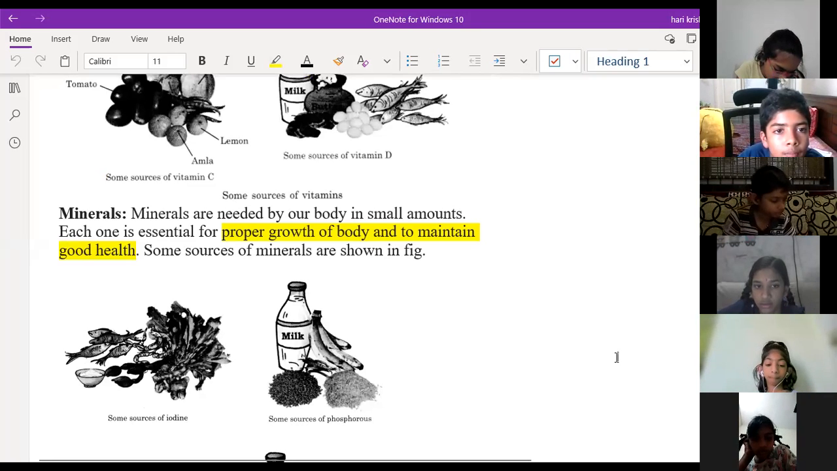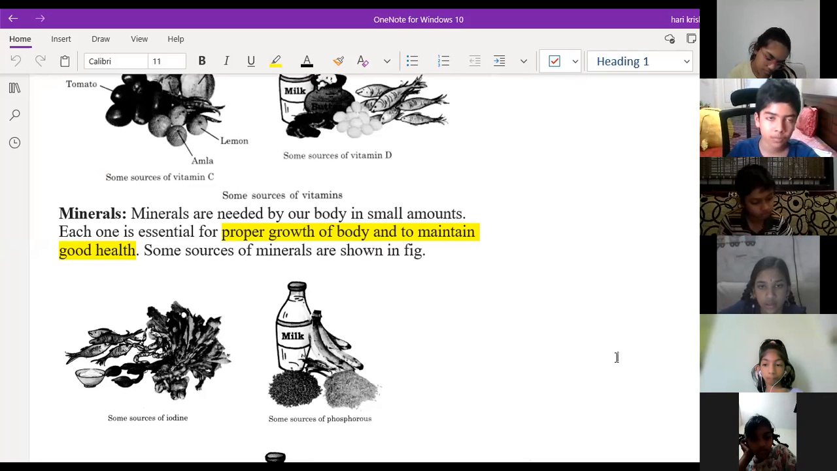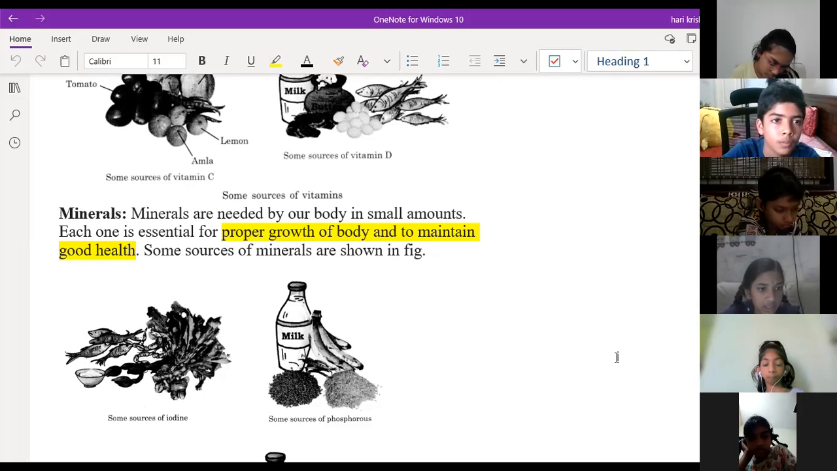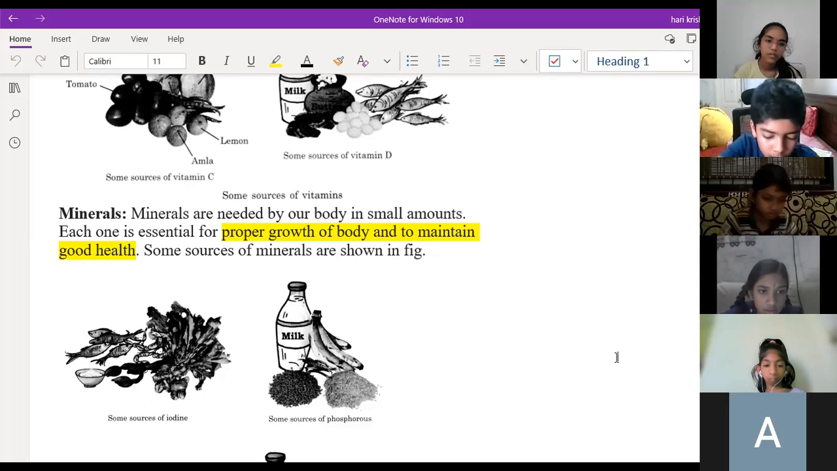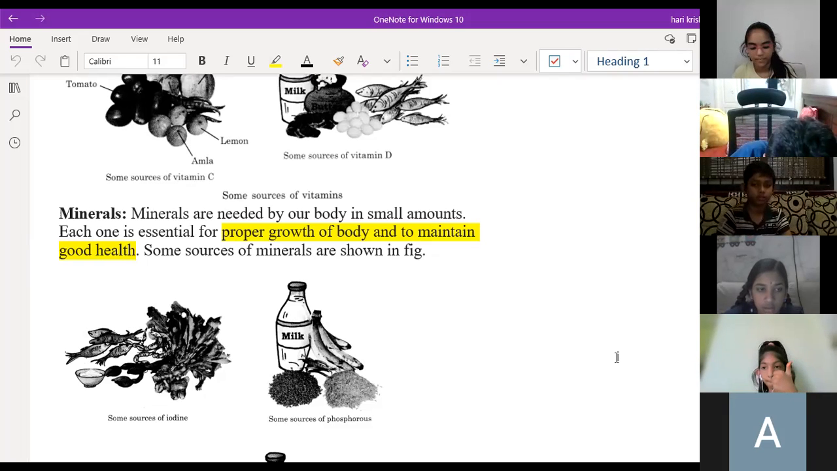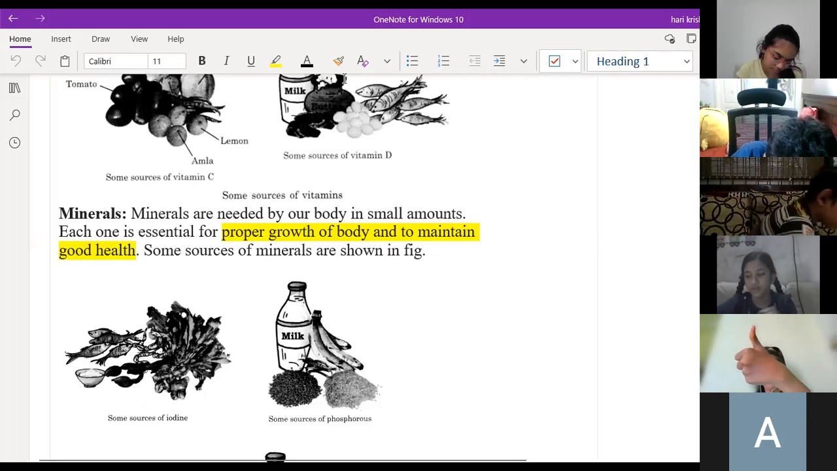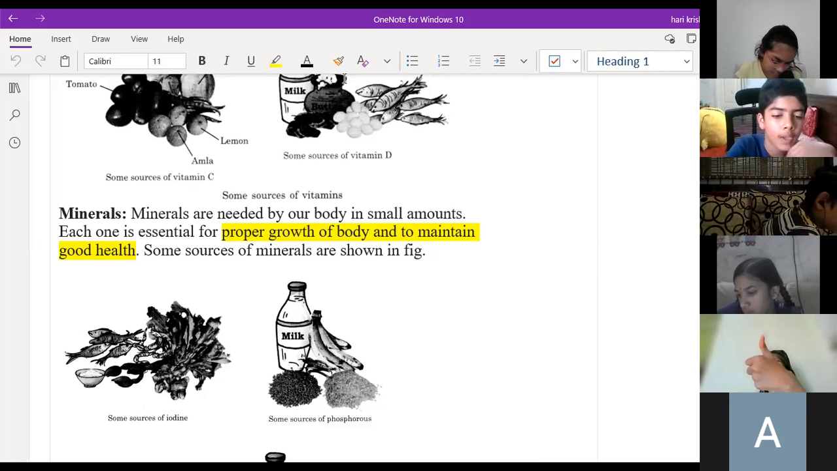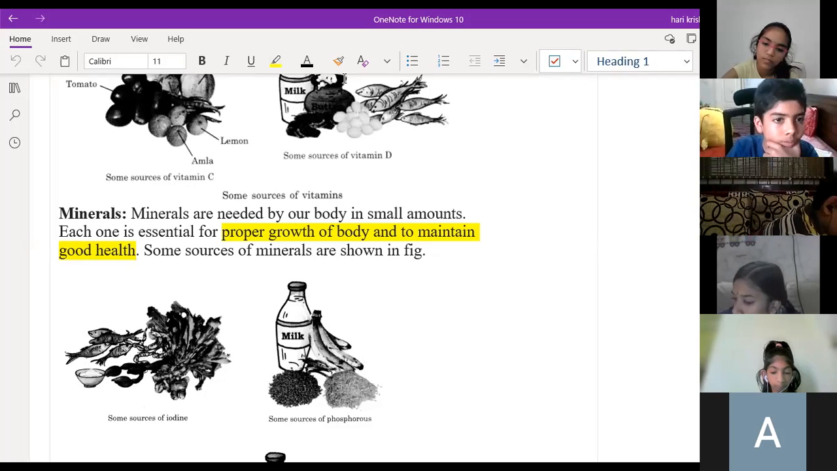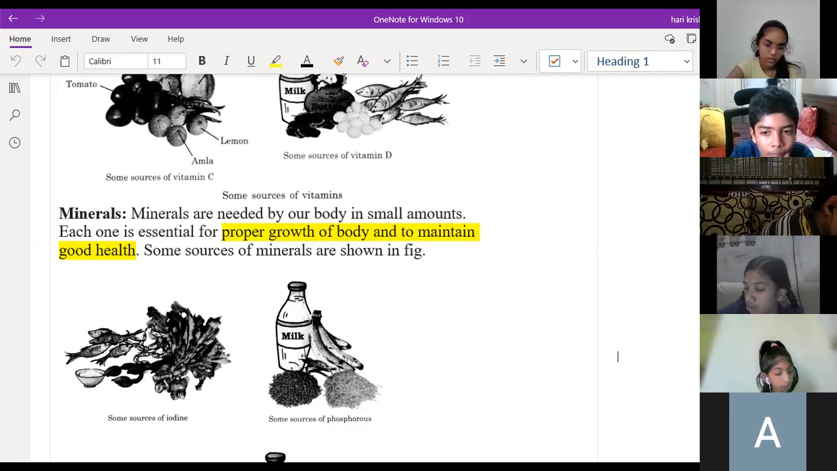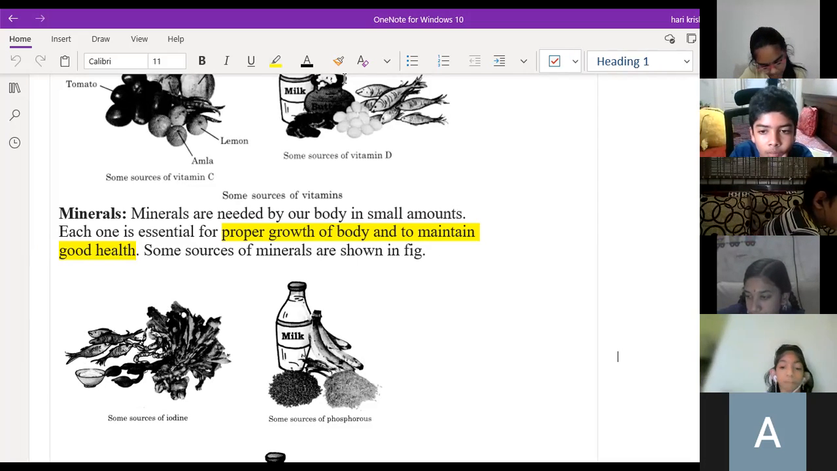Good. So about minerals, I asked you to write about some minerals in the last class. What are the different minerals present in our body? If you have not done that homework, do it today. What are the different types of minerals present in our body and what is the function of that particular mineral? Suppose you take calcium as an example. Calcium is present in our body in the bones. What is the role of calcium? It increases the strength of the bones. Like that, you have to write down the minerals present in our body and the main role or function of each.